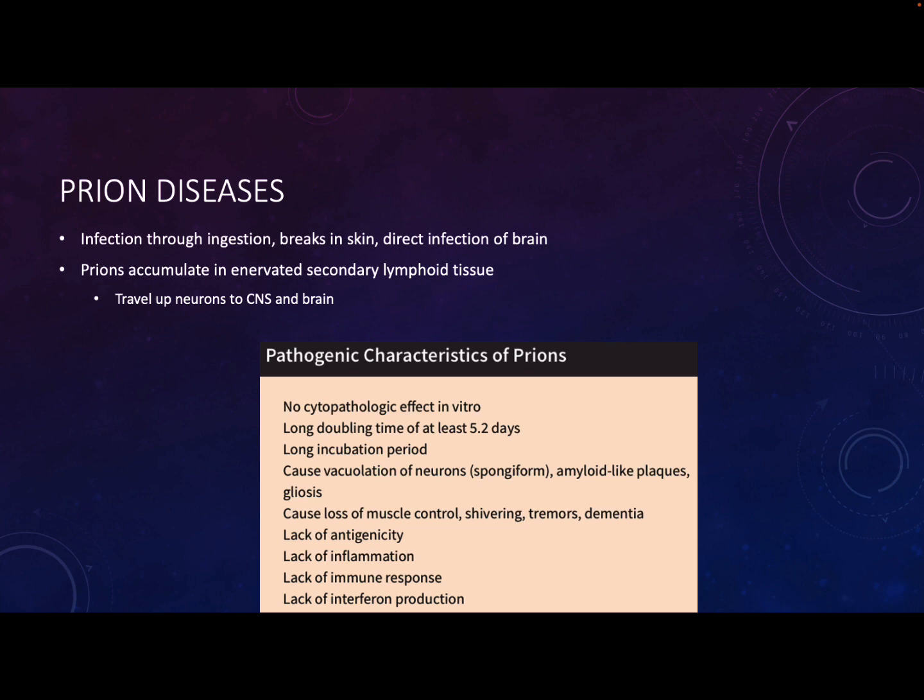These are host proteins. They are your own proteins, so they are not antigenic. You can't do a Western blot and look for the prion form unless you do a modification of a Western blot. I'll tell you in just a minute the new diagnostics for it. They don't cause inflammation. So there's really no immune response. There's no interferon production. It's very insidious.